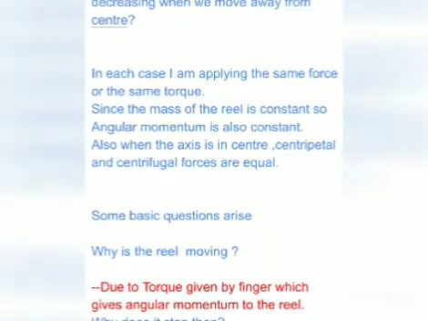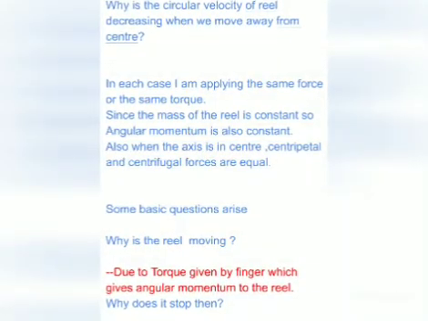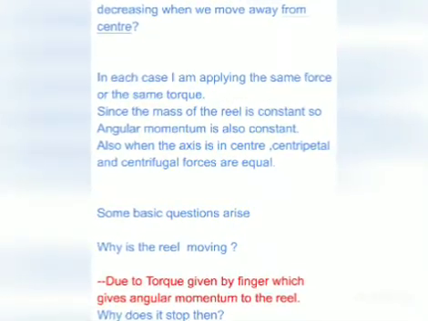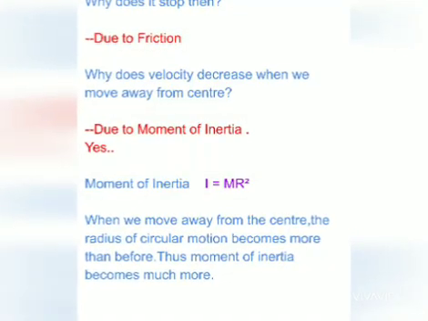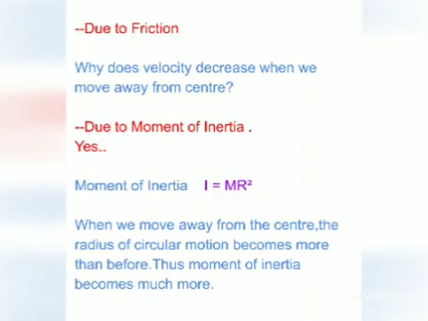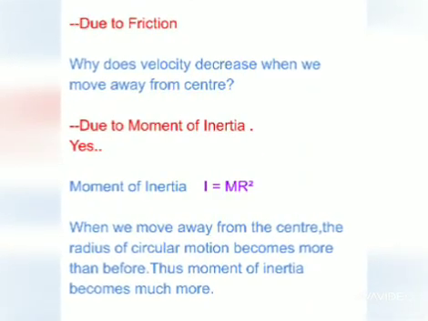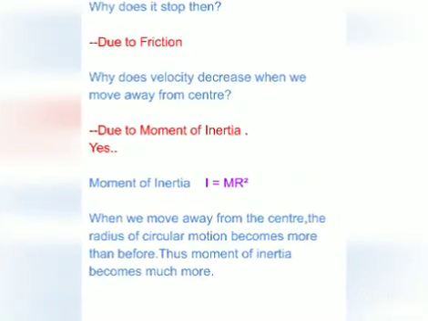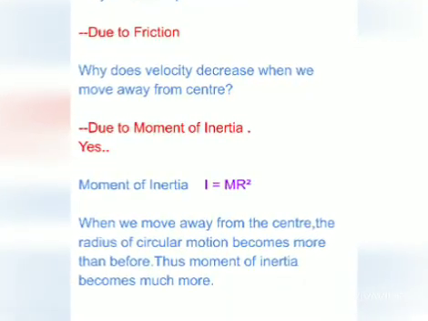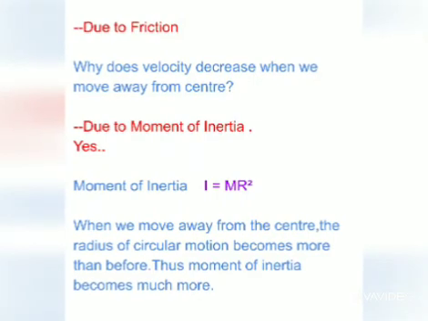Some basic questions arise. Why is the reel moving? Obviously due to the torque given by the finger, which gives angular momentum to the reel. Then why does it stop? Due to friction. Why does the velocity decrease when we move away from the center? Due to moment of inertia. Yes, moment of inertia I is equal to mr squared, where m is the mass of the reel and r the radius.